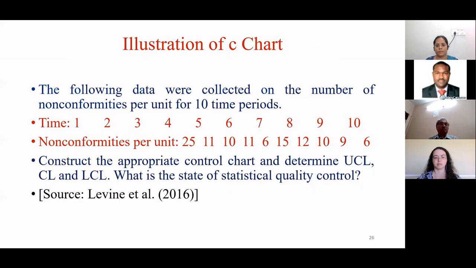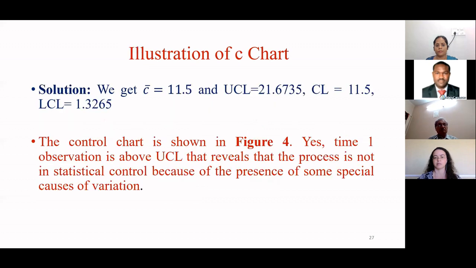Now we have an illustration that was given by Levine and others in 2016. The following data were collected on the number of non-conformities per unit for 10 time periods. So we are given 10 days, and non-conformity defects per unit are observed. Now we need to construct a control chart, the C chart, for this data. Now the solution: we get C bar, the average defects, as 11.5, and we have got UCL, central line, and LCL. The control chart is shown in figure 4.